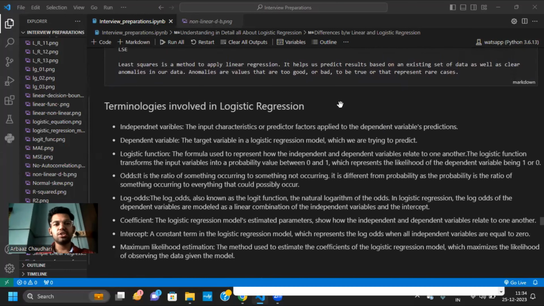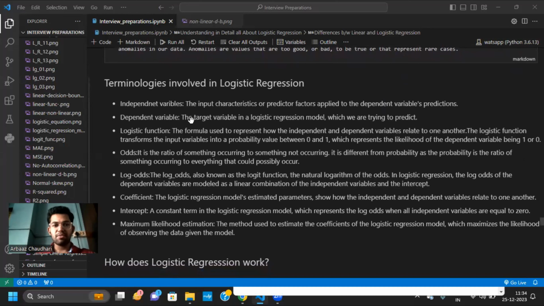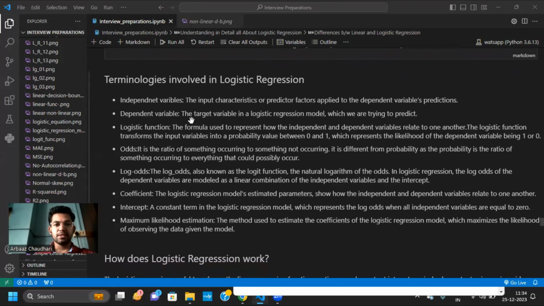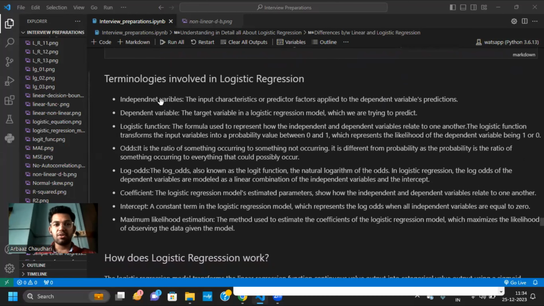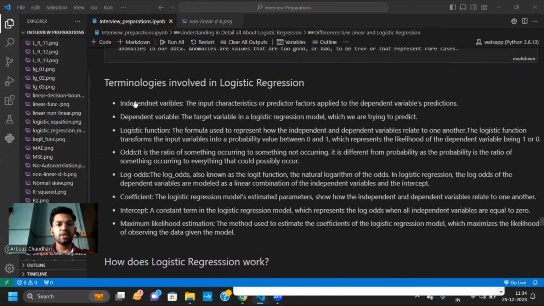So, terminologies involved in logistic regression. Let's see one by one. We have completed these all, but let's go through one more, because some of the terms here are new, like log odds, coefficient, and intercept, that I want to explain to you. So let's start with the independent variables.